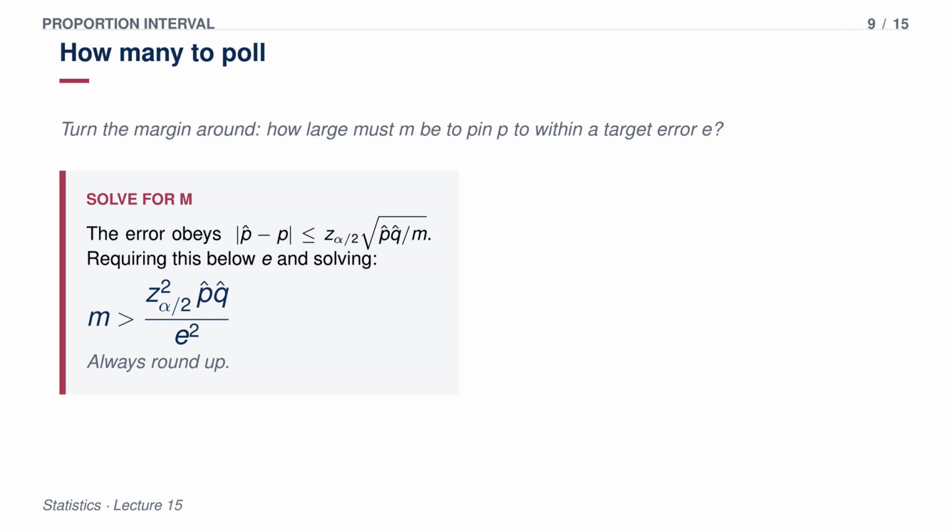Here's the planner's question, the one a pollster asks before collecting anything. How many people do I need so my margin is small enough? Run the margin backward. The error is at most z alpha over 2 times the root of P hat Q hat over M. Set that below your target E. Solve for M, and you get m is bigger than z alpha over 2 squared times P hat Q hat over E squared, and always round up.